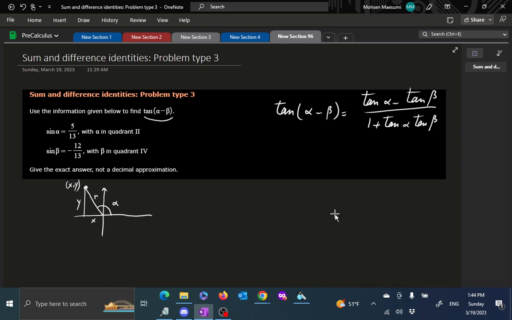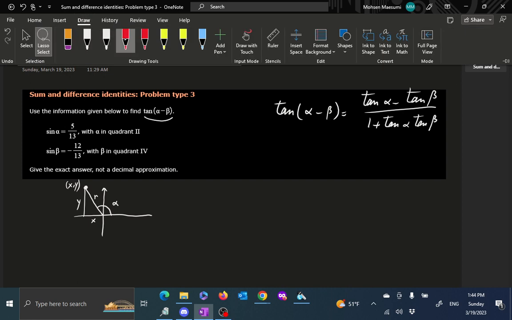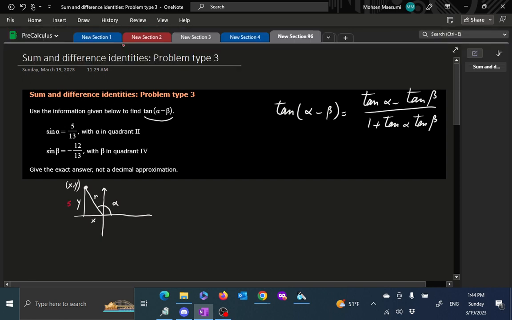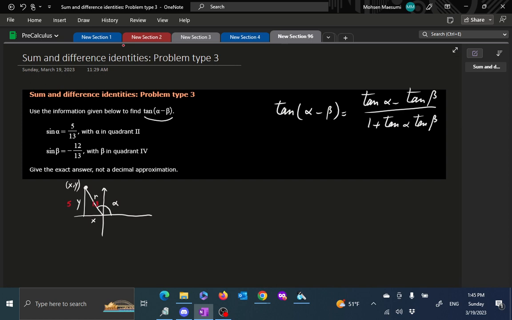Well, we know that sine is 5/13, and what is the sine? Sine is a ratio, so let's denote it on our picture. Ratio of opposite to hypotenuse. The easiest thing to take is opposite 5, hypotenuse 13, and let's go ahead and find the other leg. So what's that going to be?